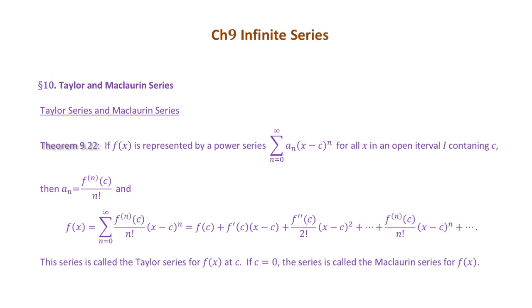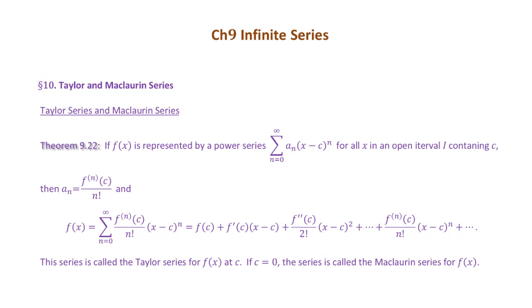And then f triple prime of c, the third derivative of f evaluated at c over 3 factorial. So in general, the term will be the nth derivative of f evaluated at c over n factorial times x minus c to the nth power. So this is the thing you get.